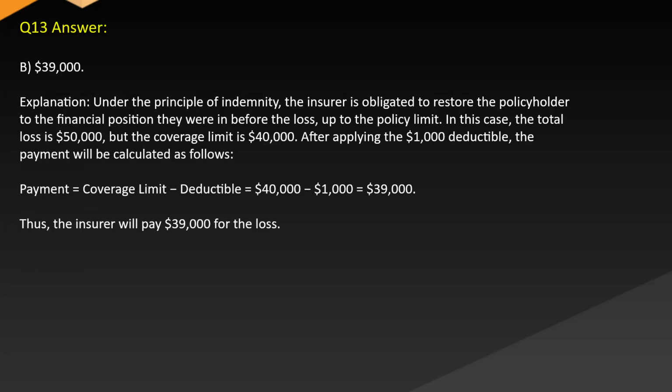Answer: B. $39,000. Explanation: under the principle of indemnity, the insurer is obligated to restore the policyholder to the financial position they were in before the loss, up to the policy limit. In this case, the total loss is $50,000, but the coverage limit is $40,000. After applying the $1,000 deductible, the payment will be calculated as follows. Payment equals coverage limit minus deductible, which equals $40,000 minus $1,000, which equals $39,000. Thus, the insurer will pay $39,000 for the loss.